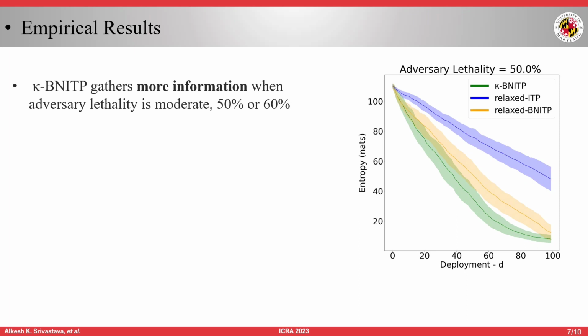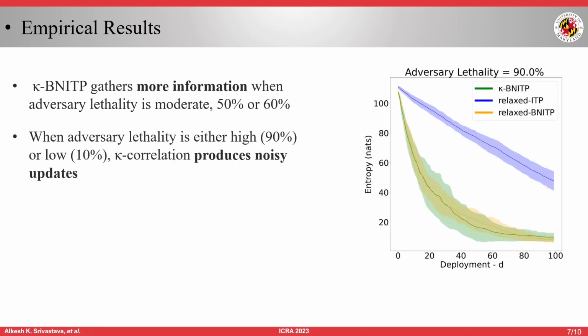So kappa BNITP, the algorithm that we introduced, gathers more information when adversary lethality is moderate, 50% or 60%. So what do we mean by adversary lethality? So assume that you have a cell. If your robot enters that cell, if there is a 50% chance that the robot will be trapped or destroyed and 50% chance that the robot will survive it, then the lethality of that cell is 50%. So that's the definition of adversary lethality. So we found out that when kappa BNITP is executed in a moderate lethality environment, then it outperformed the previous state-of-the-art algorithms, which are relaxed ITP and relaxed BNITP.